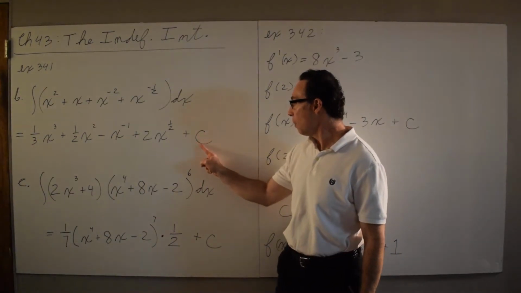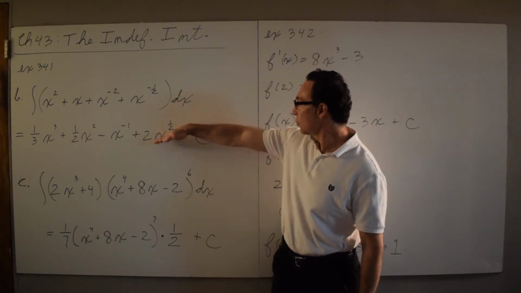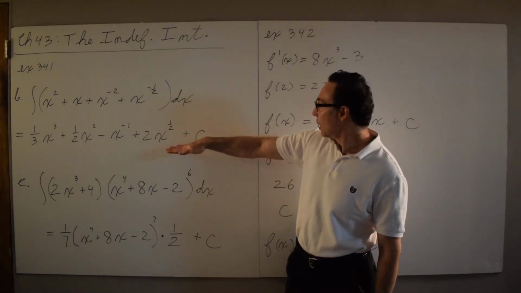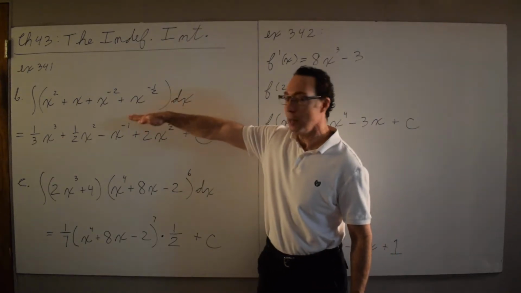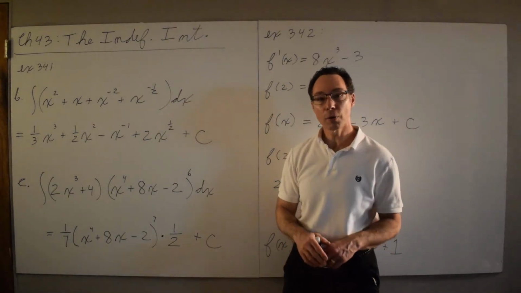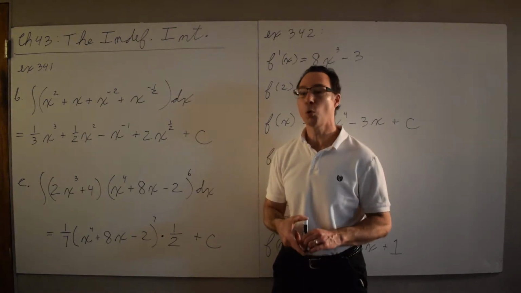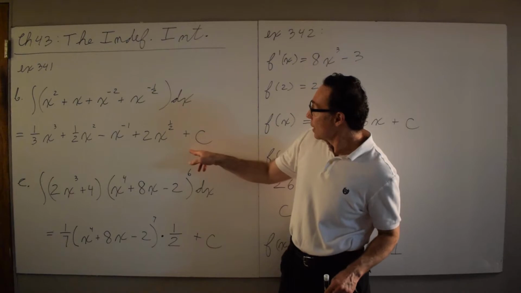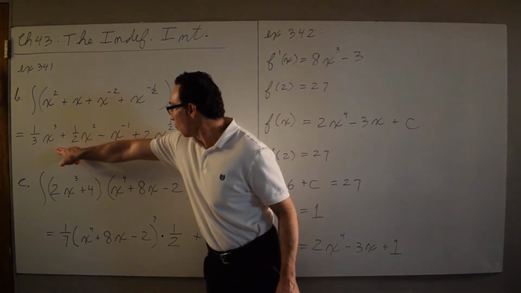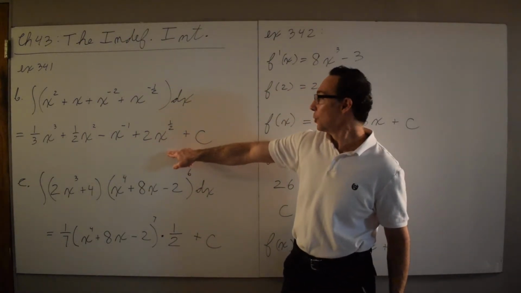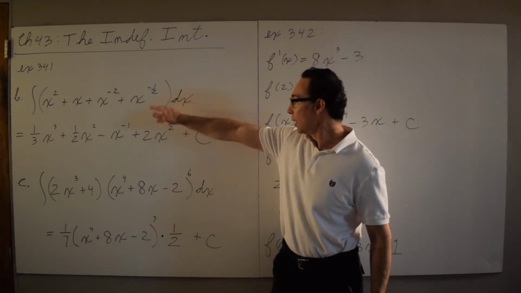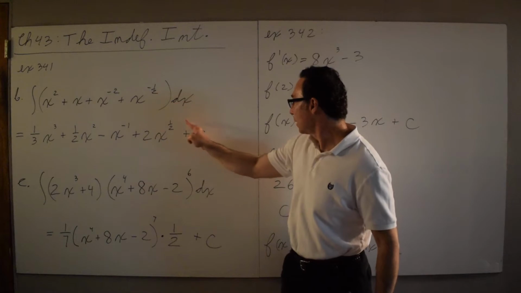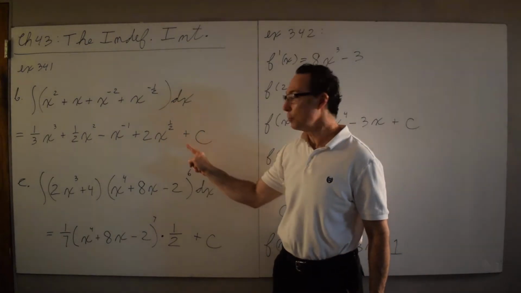C could be 0, and the derivative of this function would be this one. C could be negative 17, and the derivative of this function would still be this one. So remember, antiderivatives aren't unique, but they're unique up to a constant. So that means we do have a limited list of functions whose derivative is this. They all have this in common. The only way they can differ is by the constant.